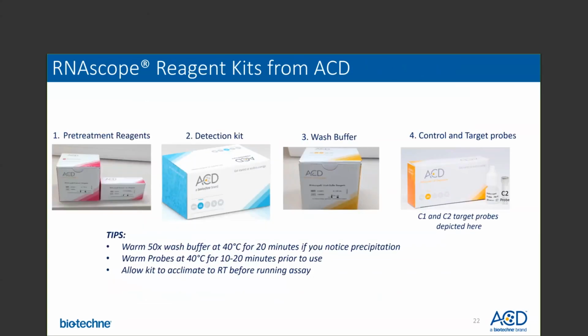The RNAscope reagent kit comes with 3 subkits: the pretreatment reagents, the detection kit, and the wash buffer. You will also need target and control probes. Please make sure to warm your 50x wash buffer and probes at 40°C for 10 to 20 minutes before making any dilution. When running the assay, allow the kit's reagents to come to room temperature before use.